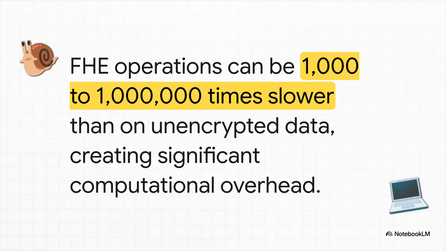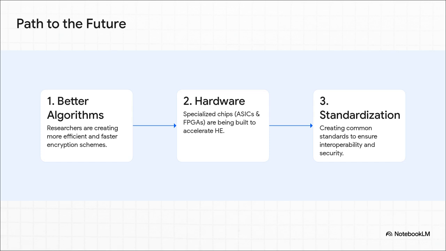The number one challenge, without a doubt, is performance. I mean, doing all this complex math on encrypted data is incredibly intensive for a computer. We're talking about operations that can be anywhere from 1,000 to even 1,000,000 times slower than just doing it on regular, unencrypted data. That massive computational overhead is really the main thing holding back widespread adoption right now. But here's the cool part. There is a massive global effort underway to solve this very problem. And it's basically a three-pronged attack.